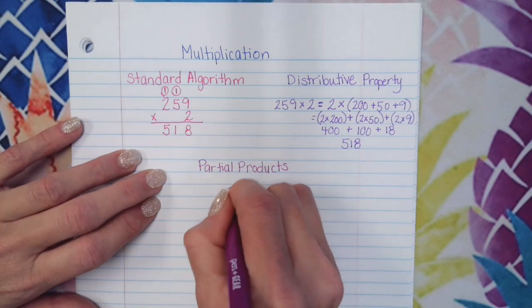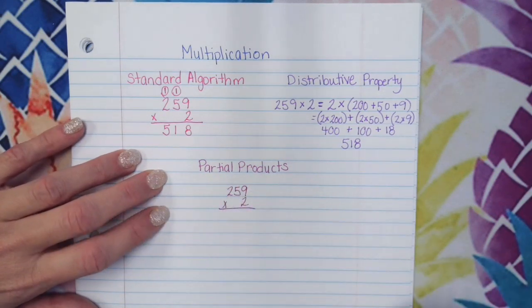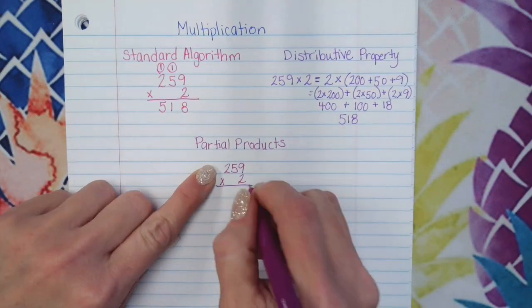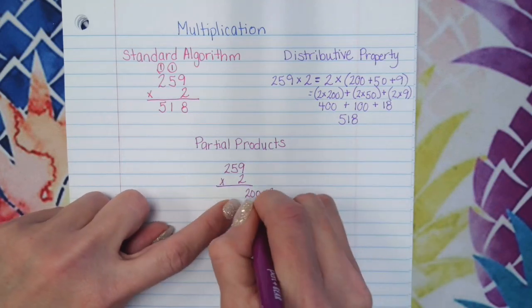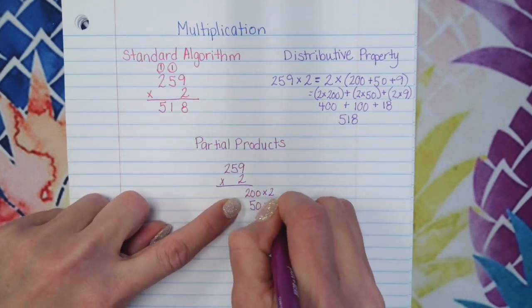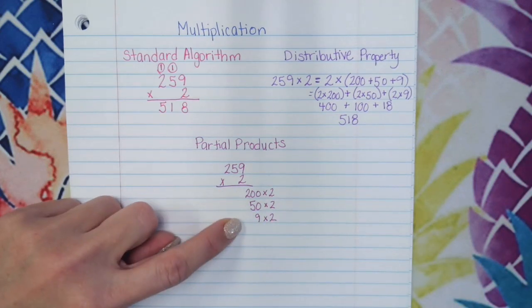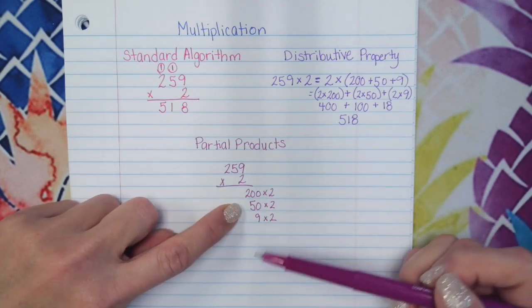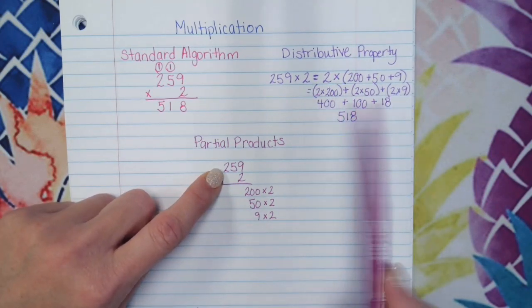So if I have 259 times 2, I know that I can break apart 259 into 200, 50, and 9. And a lot of people like this one too because it's sort of like this without all of the confusing parentheses.